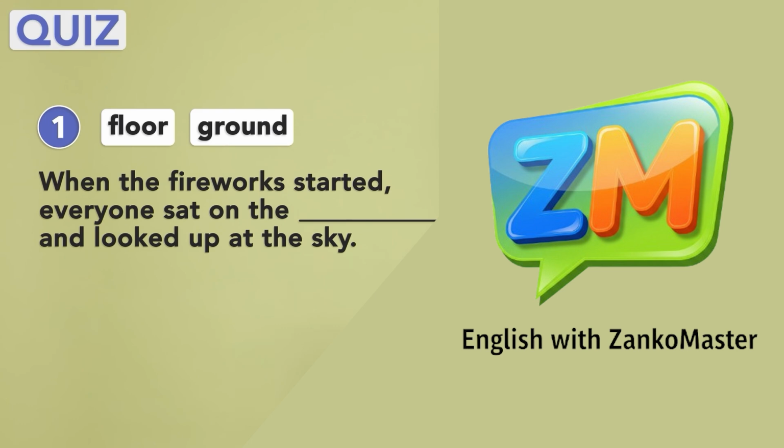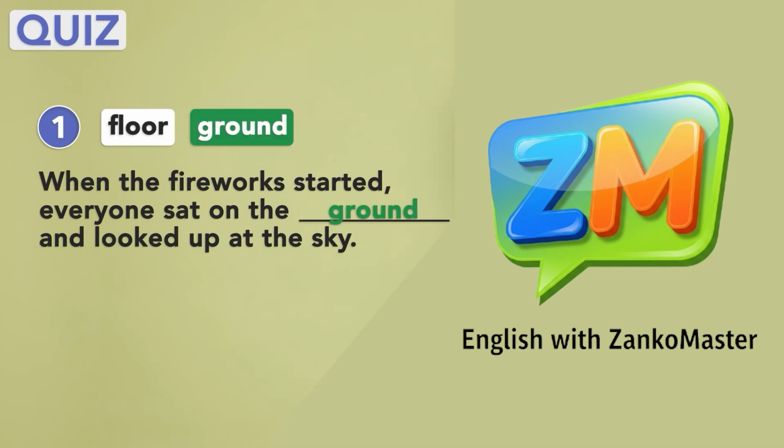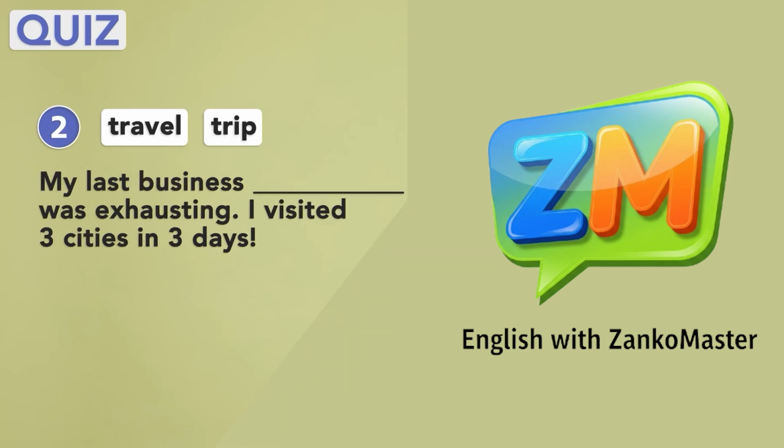Let's begin with number 1. When the fireworks started, everyone sat on the blank and looked up at the sky. Is it floor or ground? It is ground because we don't set off fireworks inside. Remember to share your score in the comments section.